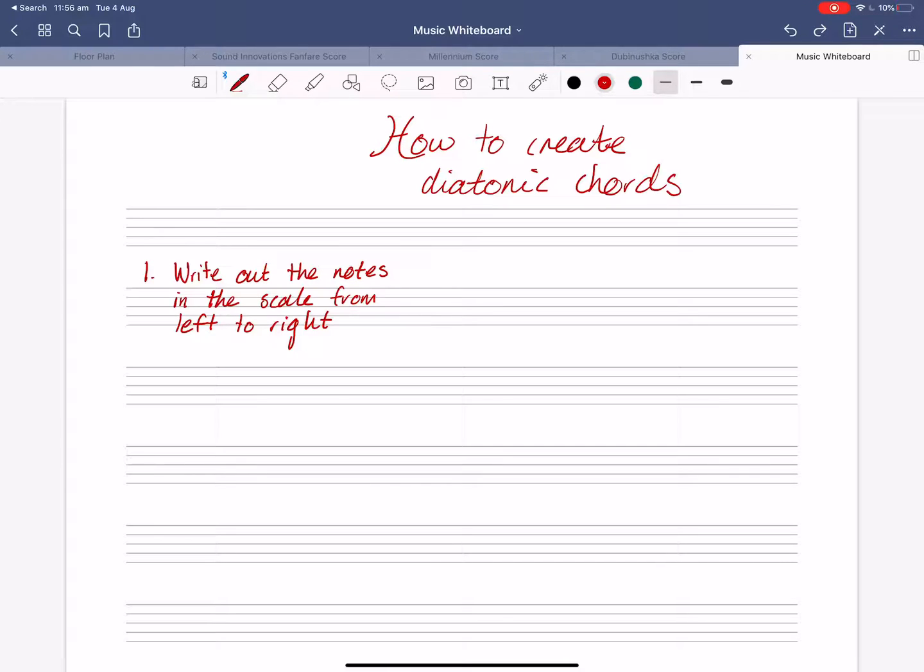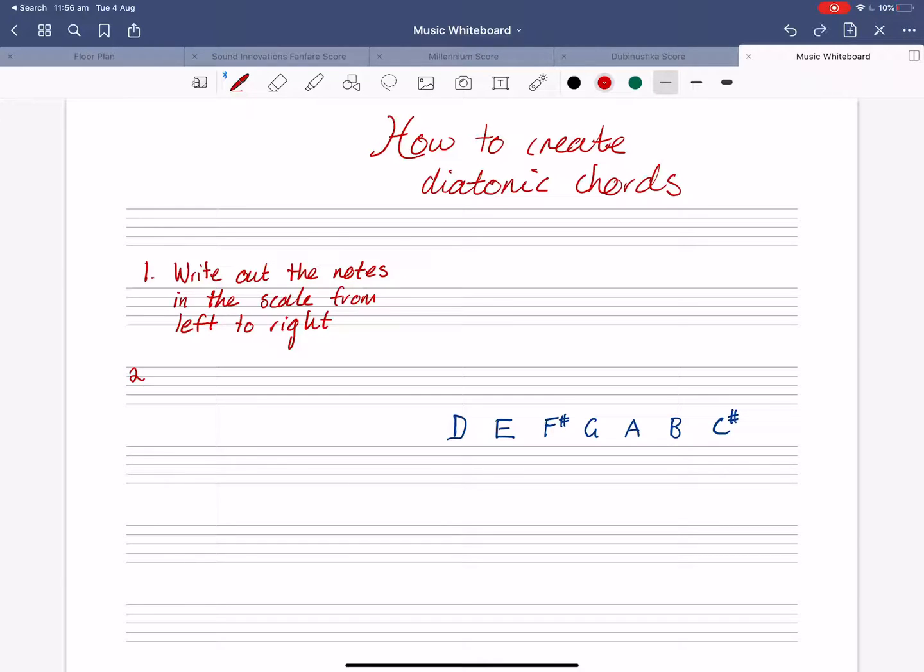The first step we have to do is write out the notes in the scale from left to right. Okay, so I'm going to pick D major. So D major has 2 sharps, F sharp and C sharp. So I'm going to write that out from left to right.